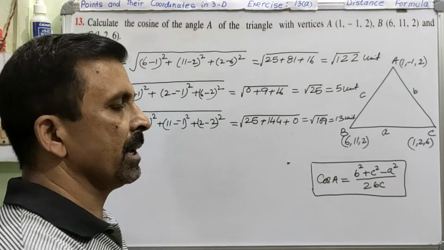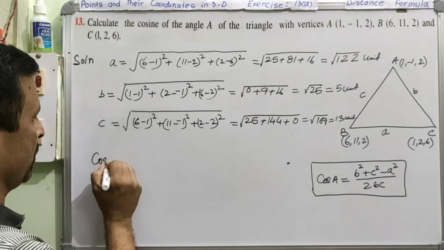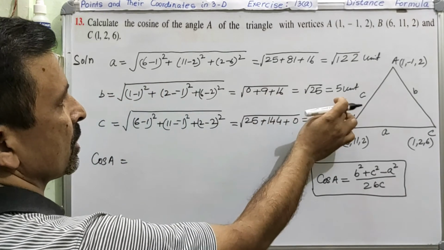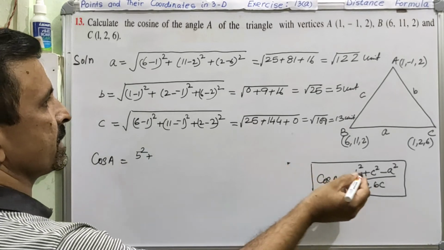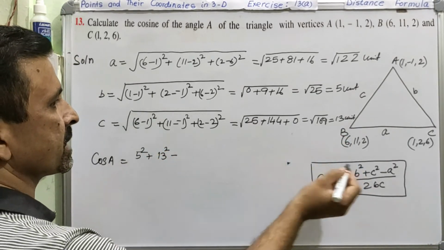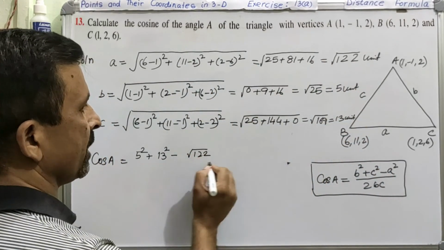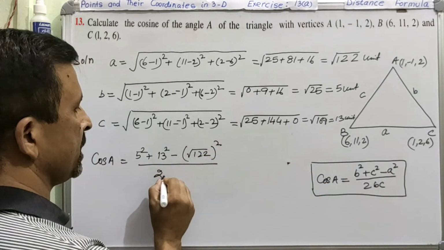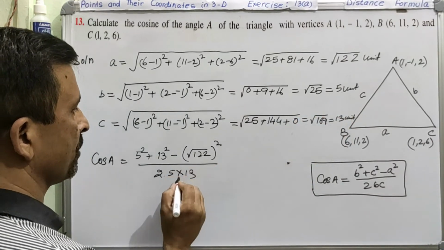Now we are going to put it in the formula and get the final answer. So cos A is equal to b square plus c square minus a square, divided by 2bc. Your b is 5, so we need the square of that: 5 square. Plus c square, c is 13, so 13 square, minus a, your a is root 122, and then we need the square of it. Divided by 2bc, bc is 5 into 13.